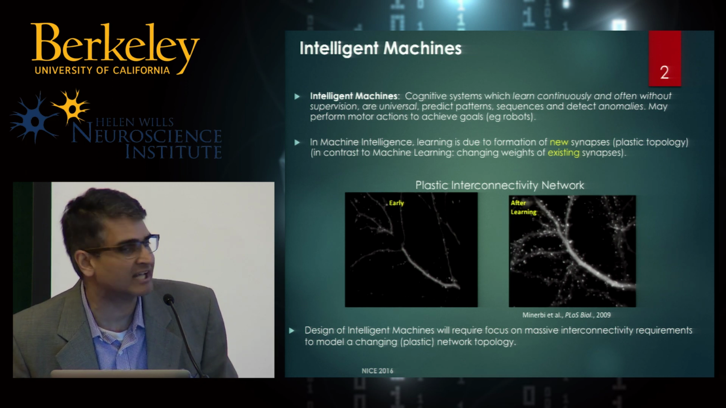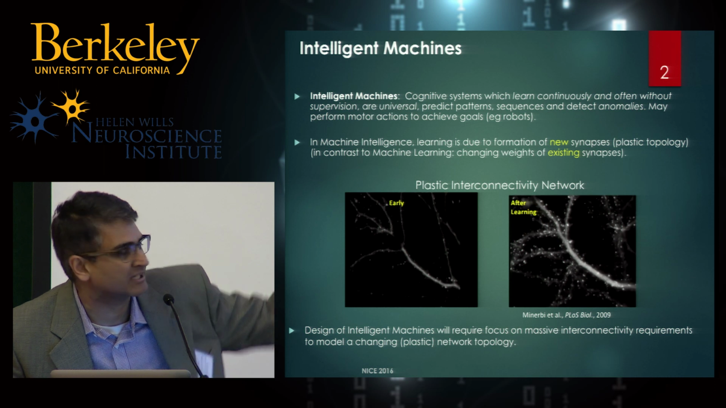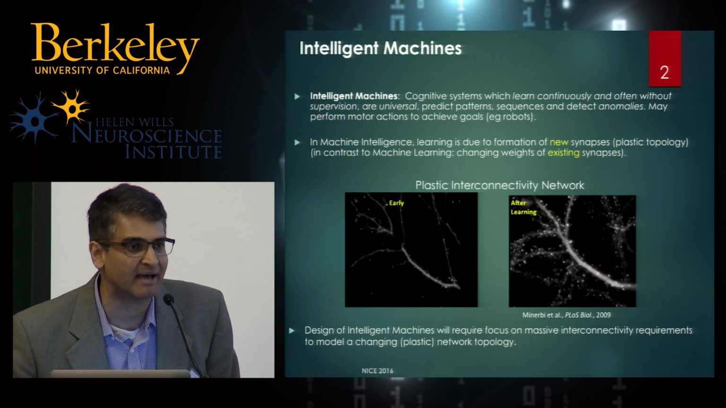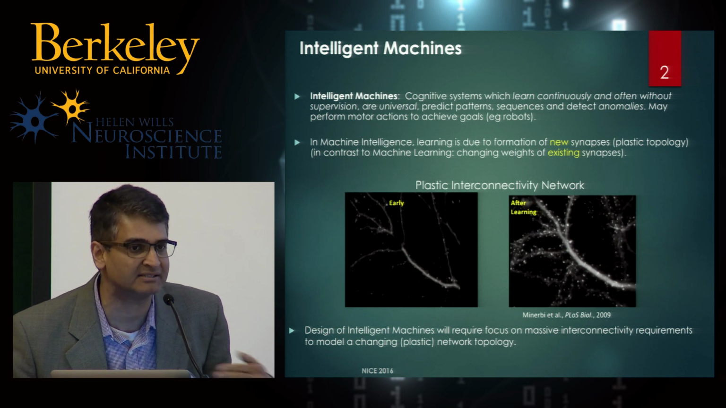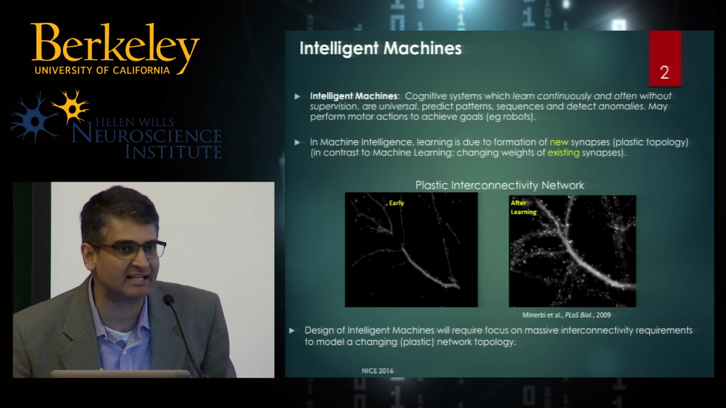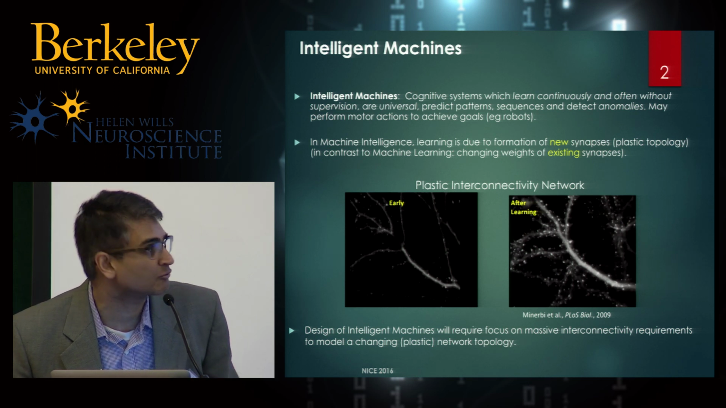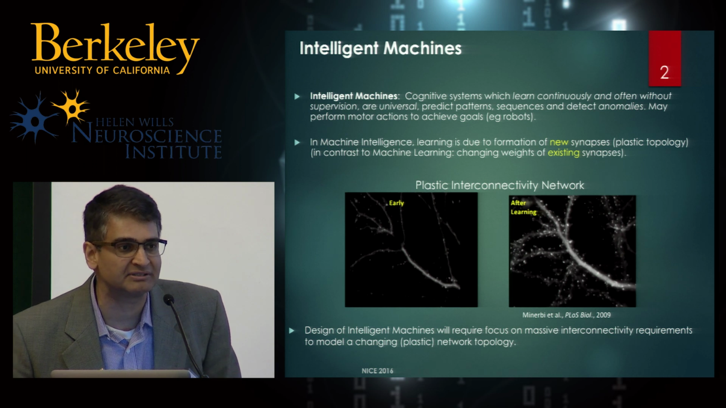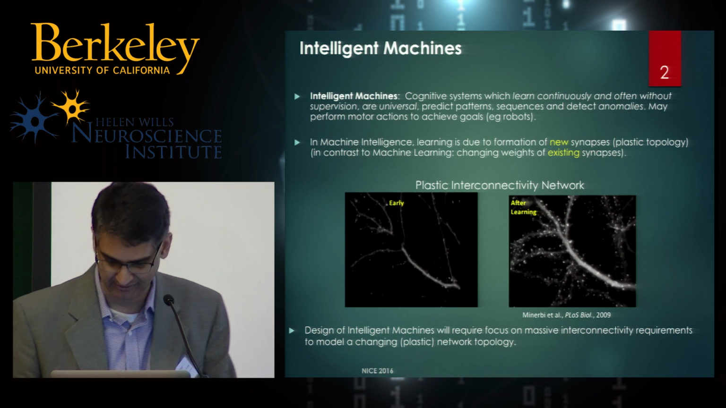So design of an intelligent machine doesn't just mean scaling up the number of neurons and eventually the number of synapses, but also focusing on the big question of massive interconnectivity. What we'd like to have is a plastic interconnectivity network, because physically we simply cannot afford a fully connected wired network, and therefore we have to be selective in the rewiring that we do. Yet we'd like a flexible system in which we can rewire as the system learns. This is what we view as the biggest challenge in designing an intelligent machine.